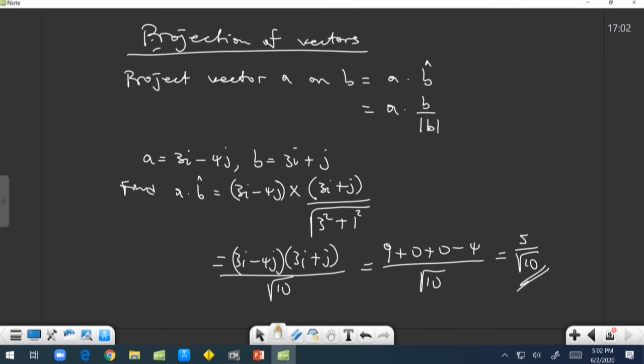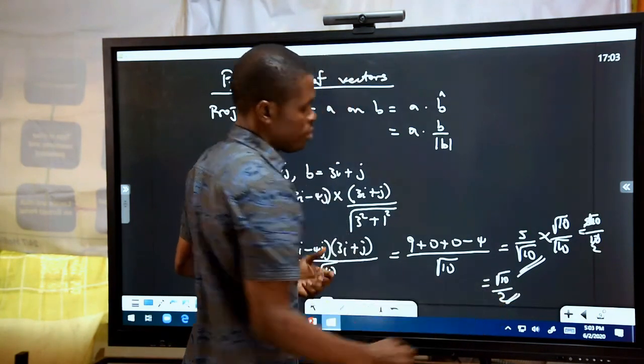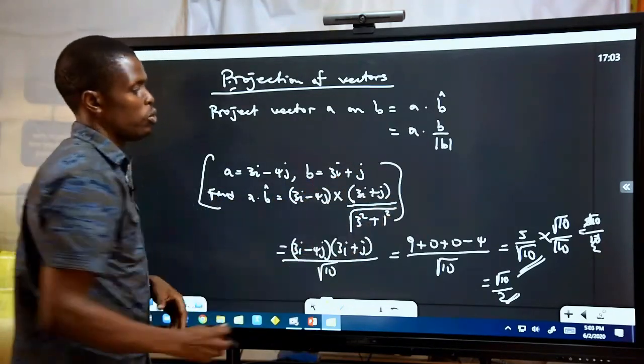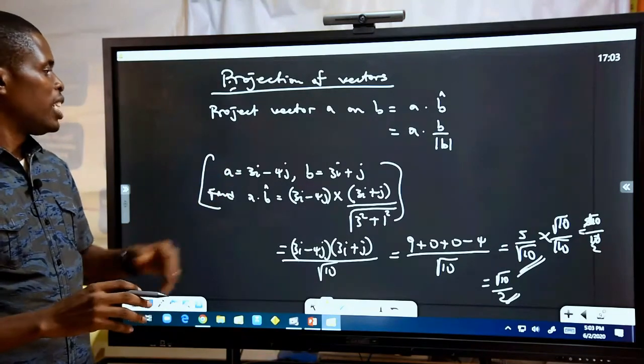Okay? So we can rationalize that as well and say root 10 over root 10 is equal to 5 root 10 divided by 10. So 5 cancels here, we have 2. Final answer, we have root 10 divided by 2. Okay, that is the final answer for this particular question we have here. Okay, so that is as far as we can go in that aspect.